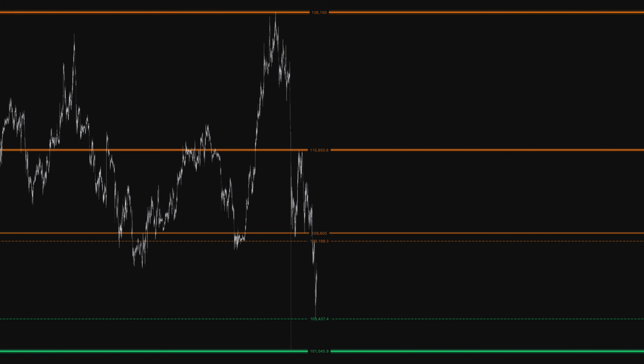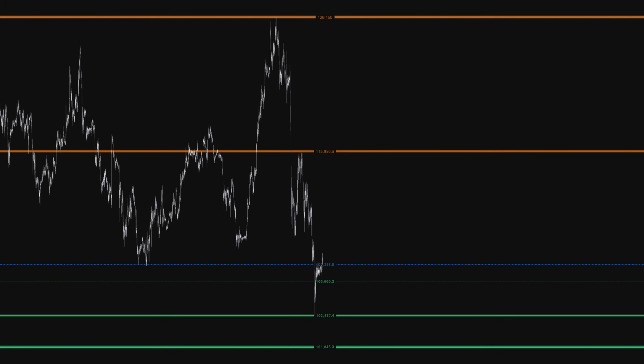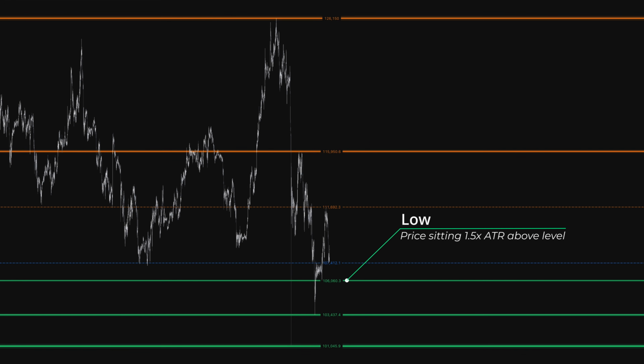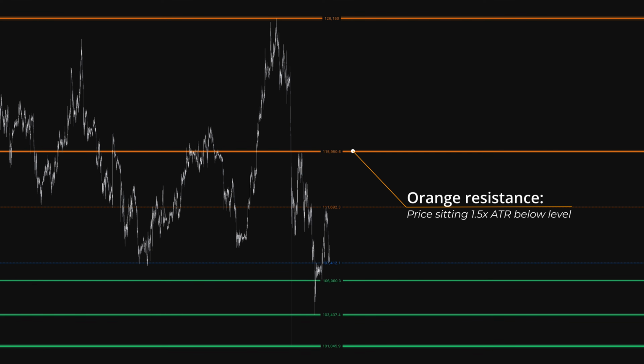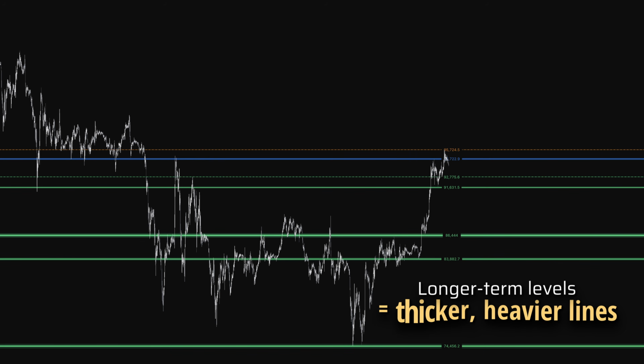The ATR-based color system determines line appearance by measuring current price distance from each level. When price sits more than 1.5 times ATR above a level, the line renders support green. More than 1.5 times ATR below displays resistance orange. Price within the ATR buffer triggers active blue coloring, signaling proximity. Line thickness scales with pivot period, making longer-term structural levels visually heavier.